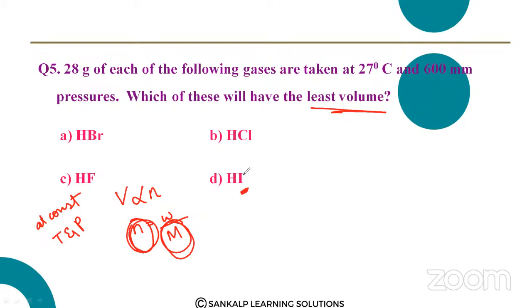As you go down the group, the size increases, so iodine has more size and a higher molecular weight. So it is D. Amount of gas is given as mass of the gas upon molecular weight. If n should be least, molecular weight should be highest, as it is inversely proportional. So HI is the correct answer. D is the correct answer.